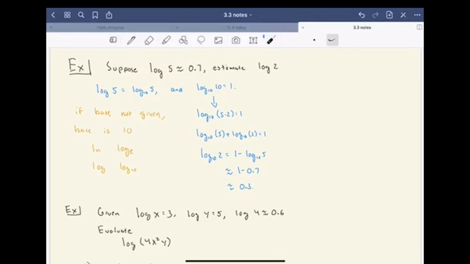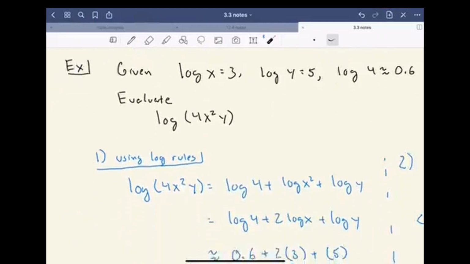So, I did it one way here, but I could have just said 0.7 plus log base 10 of 2 equals 1. So log base 10 of 2 equals 1 minus 0.7. And we get log base 10 of 2 is approximately 0.3. Okay, next example.